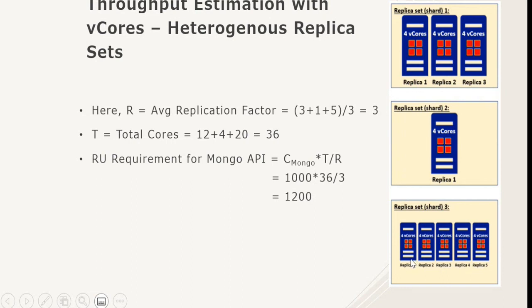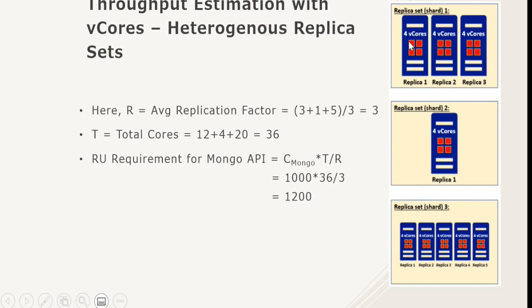So then what would be the value of R that we can use? T is basically the total number of cores, so the total number of vCores is straightforward. In the first replica set, we have 4 into 3, 12 vCores. In the second replica set, we have 4 vCores. In the third replica set, we have 4 into 5 equal to 20 vCores. If we add them up, we have in all 36 vCores that the person is using currently. So the T value is fairly straightforward, but we need to see how we calculate R.